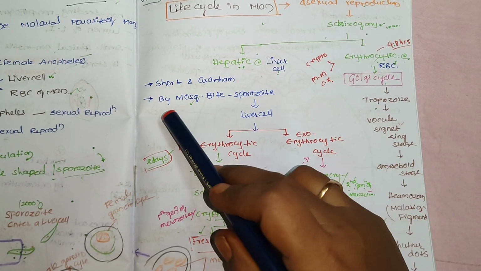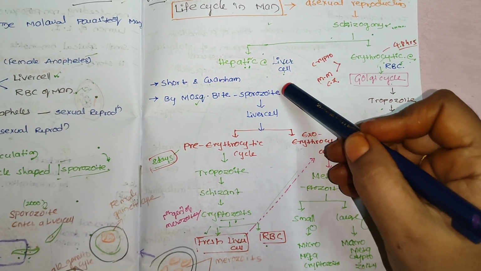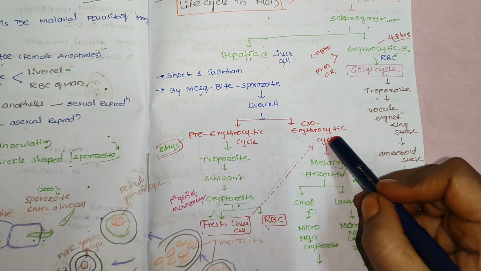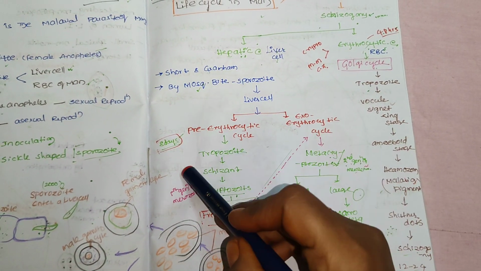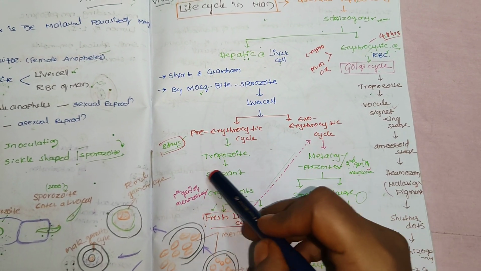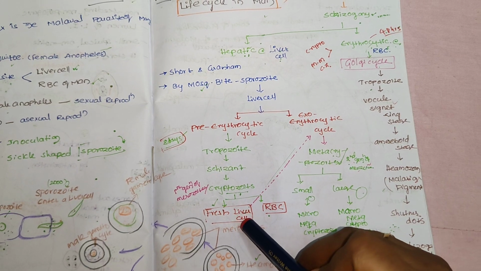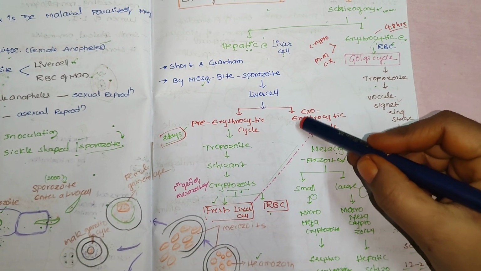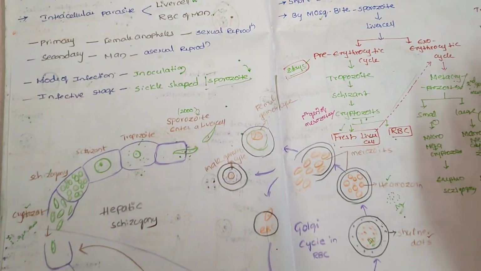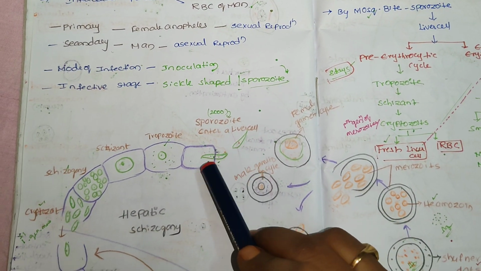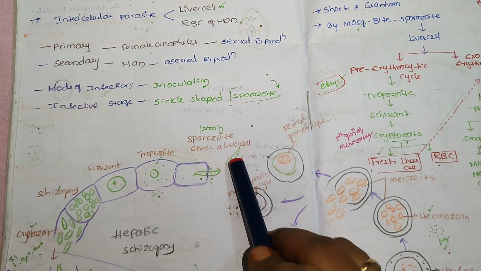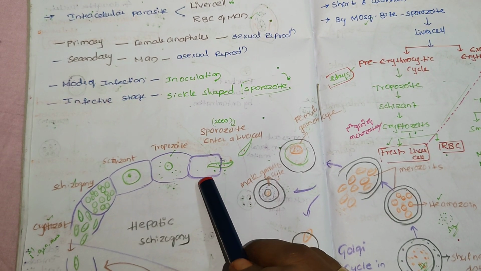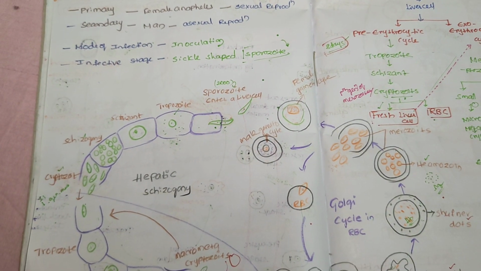So how does it occur? The infected mosquito bites the human, and the sporozoites enter the liver cell. In the liver cell we have a pre-erythrocytic cycle and an exoerythrocytic cycle. Pre-erythro means before entering the erythrocytes. Then after one completion in the liver cell, again it will reach a fresh liver cell. That is the exoerythrocytic cycle. So the sporozoites enter the human by the mosquito bite. Nearly 2000 sporozoites enter the bloodstream of the human. Within half an hour they reach the liver cell.